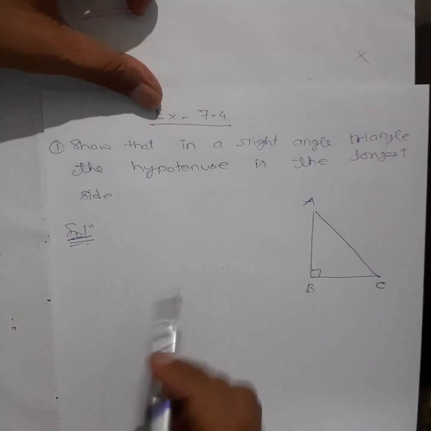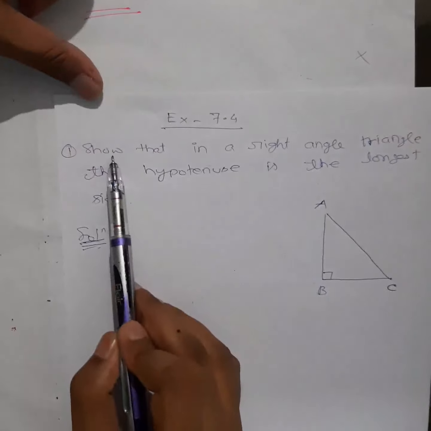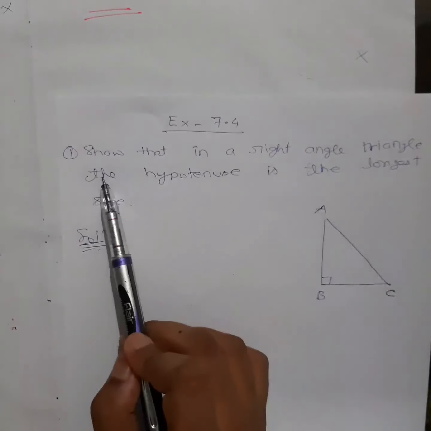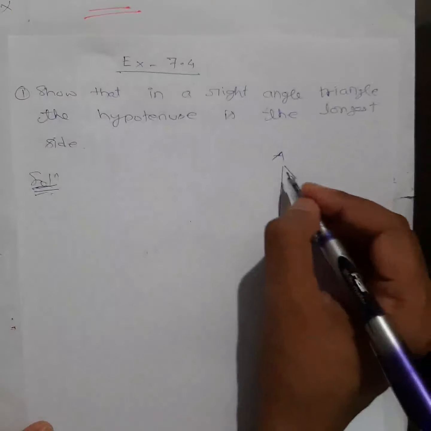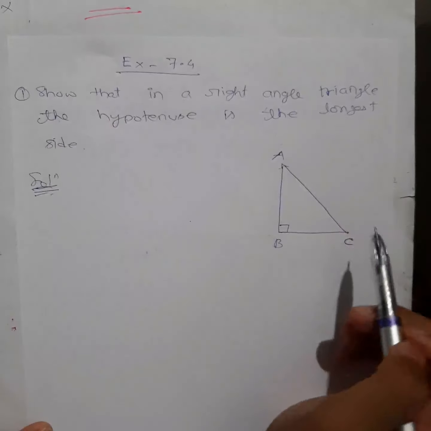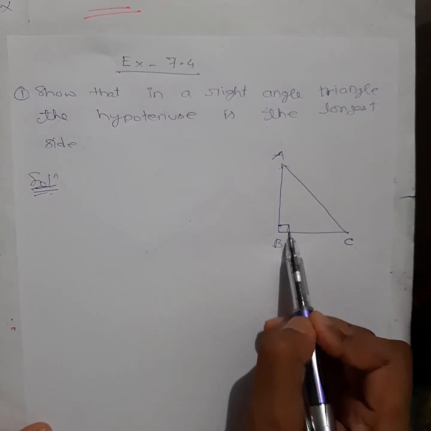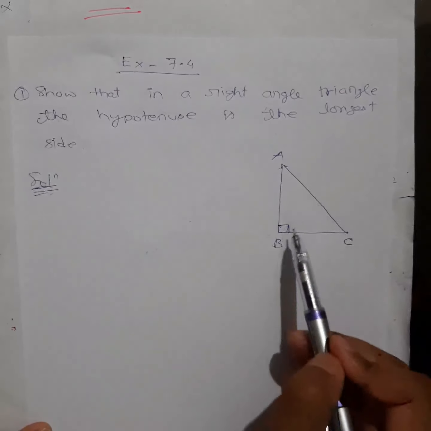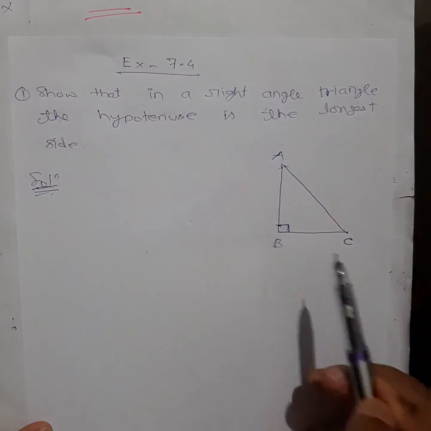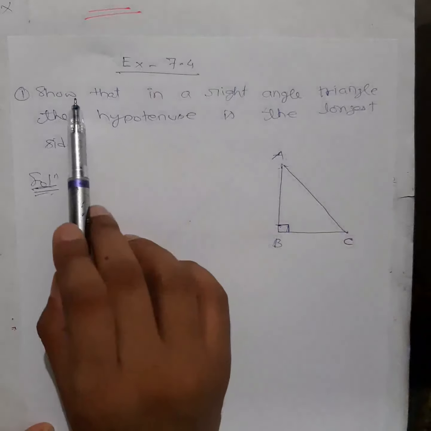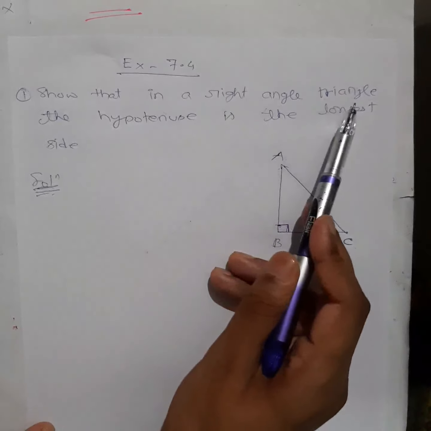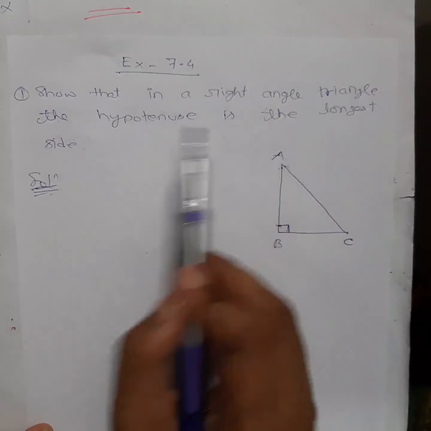So let's move to exercise 7.4, question number 1. What it says: show that in a right angle triangle, the hypotenuse is the longest side. So you have a right angle triangle, say ABC, in which I have taken, suppose, B as 90 degree. In a right angle triangle, obviously one angle must be 90 degree, right? So I have taken B as 90 degree. Now what we have to show according to the question: in a right angle triangle the hypotenuse is the longest side.